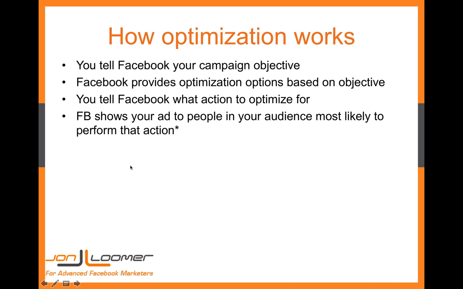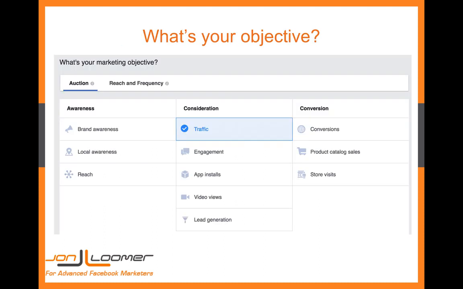So Facebook shows your ad to people in your audience most likely to perform that action. So it's not necessarily conversions. It could be a website click. It could be engagement. It could be a video view. The truth is that certain people are more prone to take certain actions. And that's just part of their behavior.